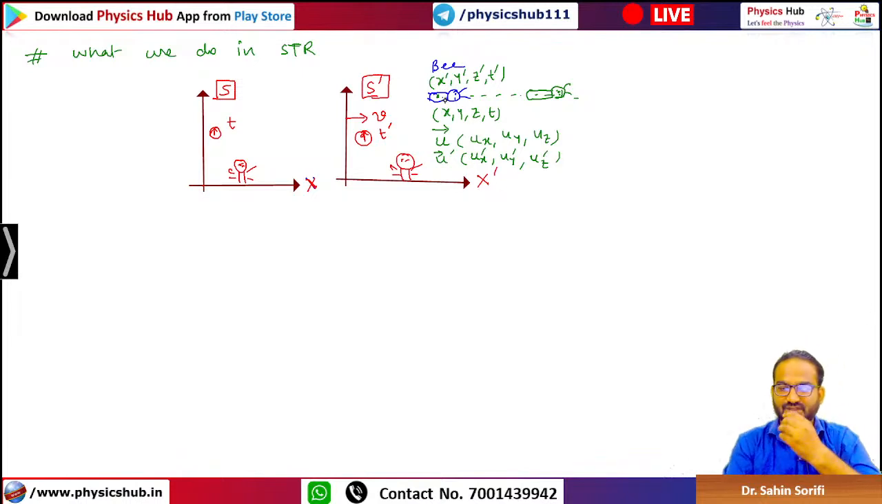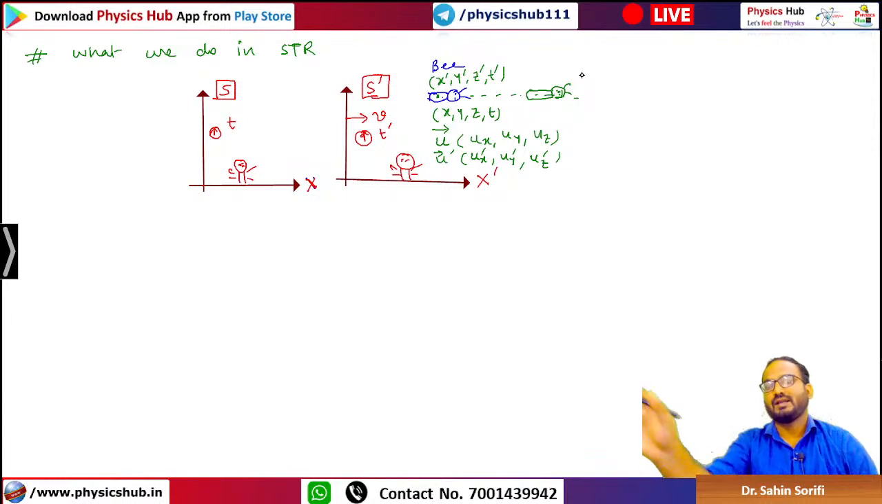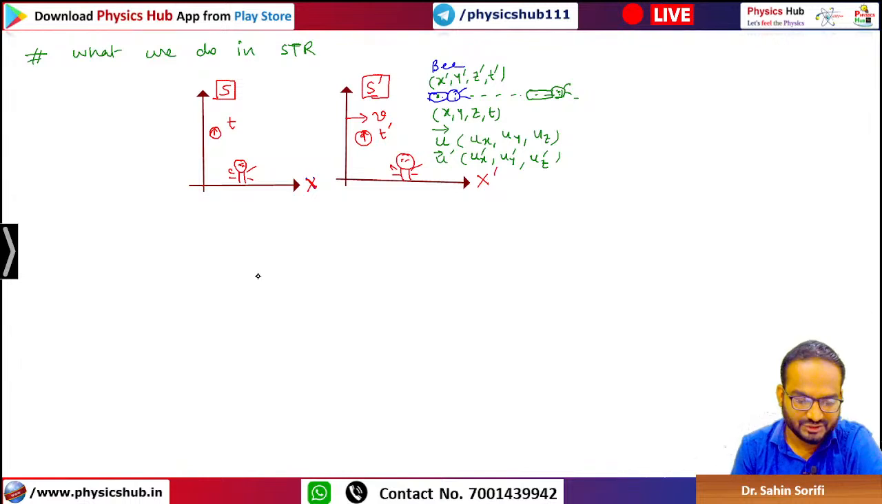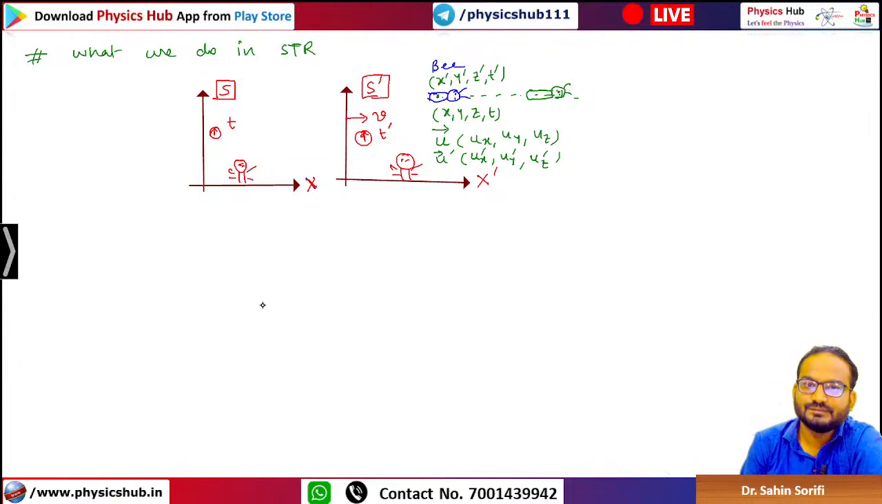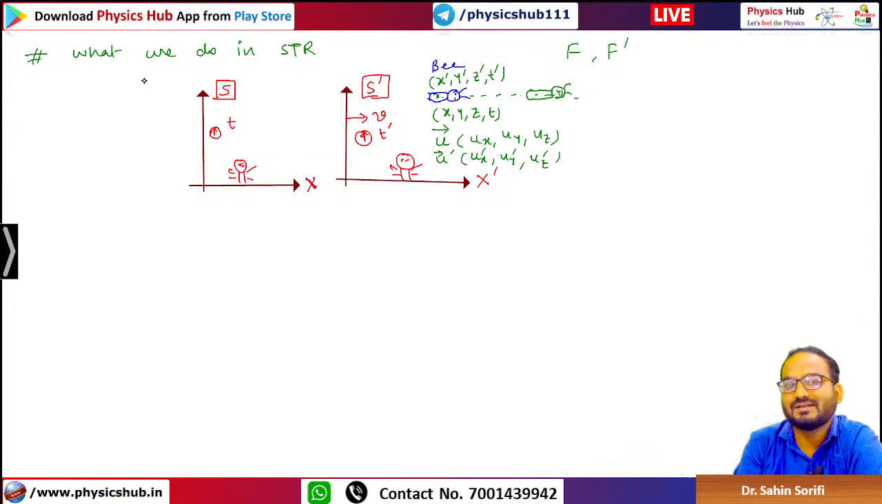Let's say this bee is accelerating. The frame should not be accelerating, but the bee can accelerate. Whatever things are happening around can be there as usual. Only these frames should be inertial in nature. If some force is acting on the bee, this observer will measure the force to be F, and that observer will measure the force to be F prime. So in the special theory of relativity, we try to establish a relationship between these two measurements. Okay, am I clear?